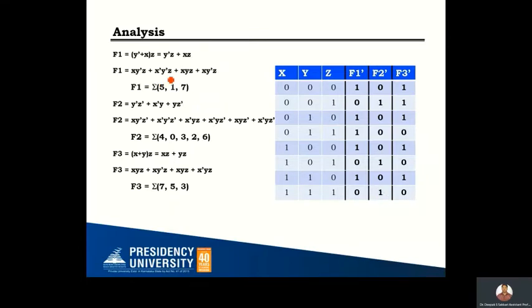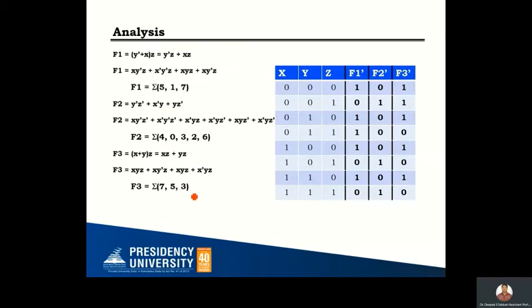In the second function, we have y bar plus x into z. So expand it, include the missed variable, and convert it to min terms. Similarly, F2, include the missed variables, convert it to min terms. Also F3. So if I do so, F1 is equal to sum of 5, 1, 7, and F2 is equal to sum of 4, 0, 3, 2, 6. Finally, F3 is equal to sigma of 7, 5, 3.